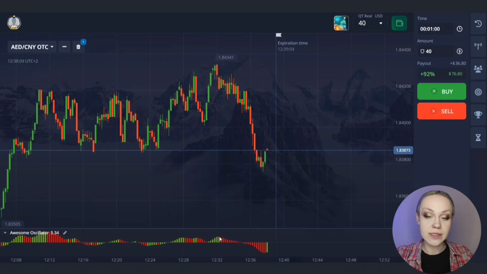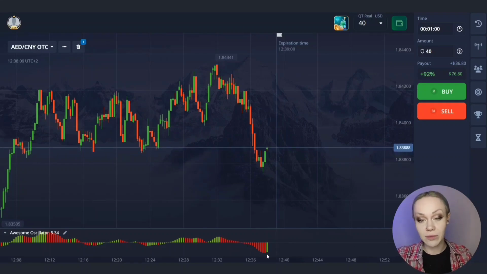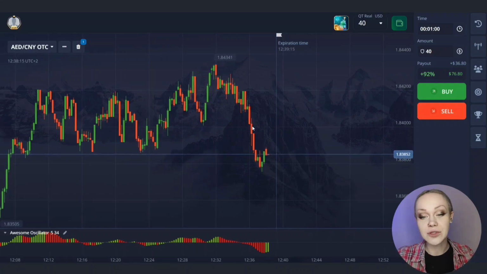When, for example, a red histogram is formed on the indicator, it means that volumes for a fall are growing downward, and in the near future, the price will move down. In this case, we could open a downtrend trade.